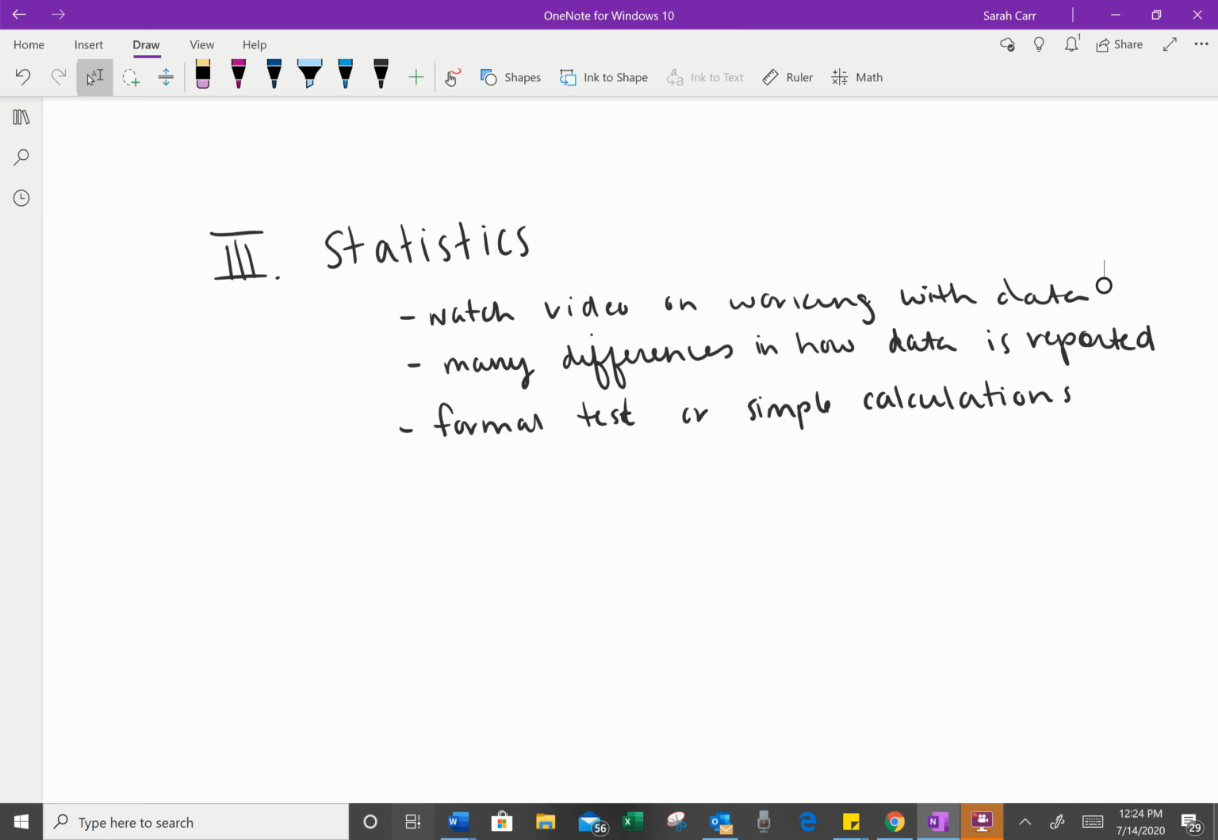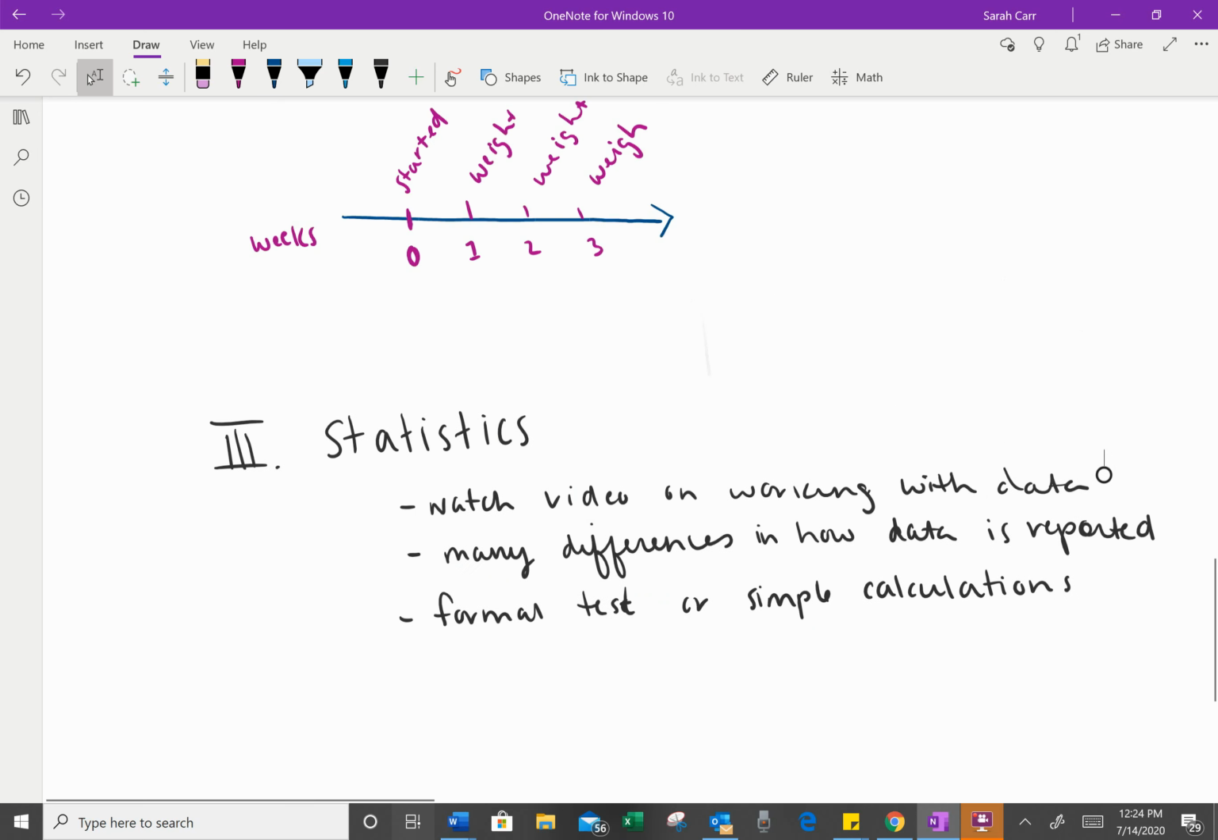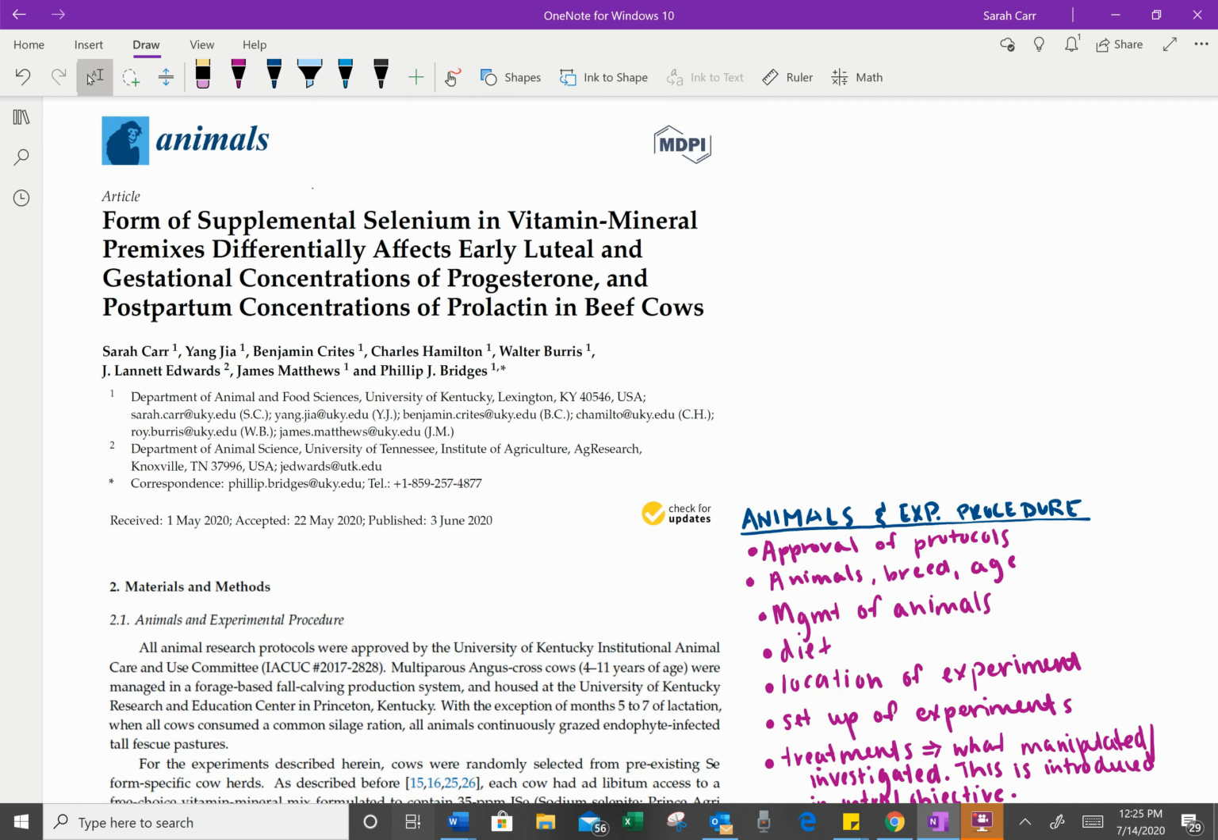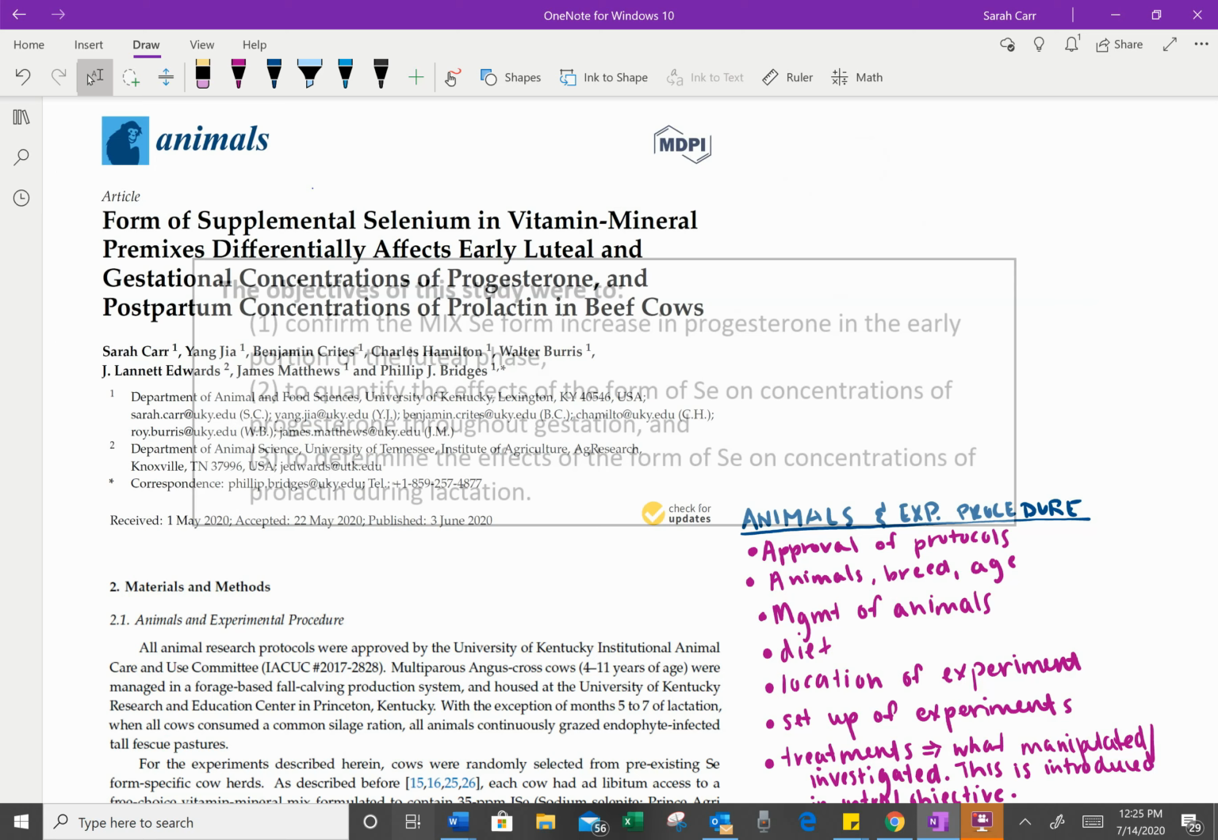And now that we've gone over it, I'm going to show an example. Okay, so this is a paper I recently published. It's a very simple, clear, straightforward paper, so it's a good one to actually use for this course.